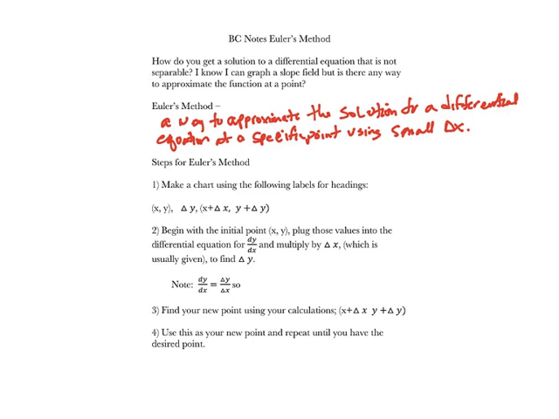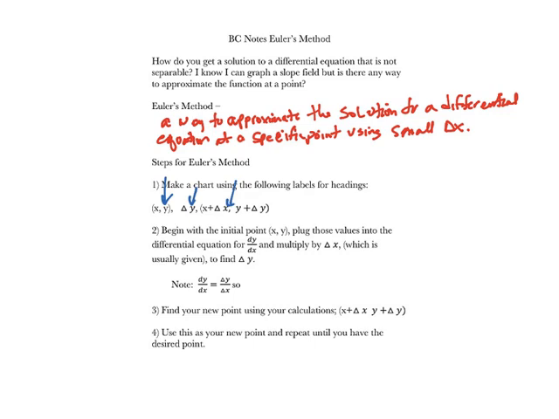So the steps for Euler's method are to make a chart. The chart headings are: you start with the ordered pair you're given, so that's x, y. Then you find delta y, which we'll talk about in a second. And your third column is x plus delta x, y plus delta y. On AP questions, they will ask you to show your work for how you got your answer. So you have to show a chart. You cannot just write some stuff down. You actually have to make a chart.